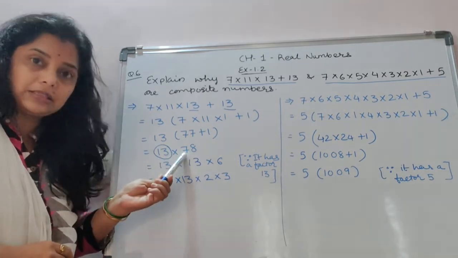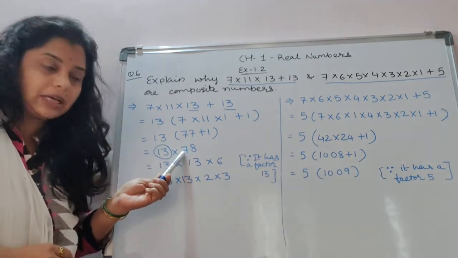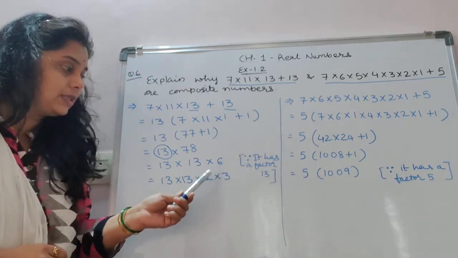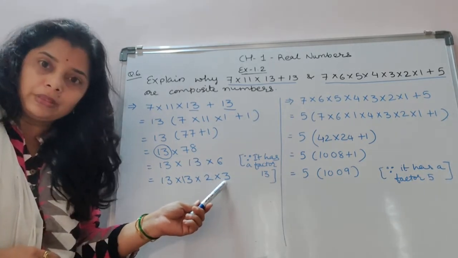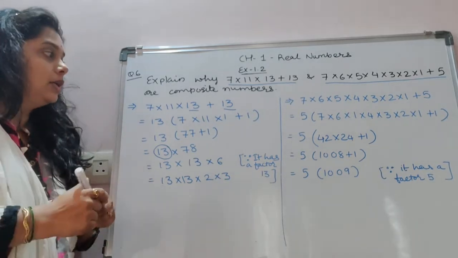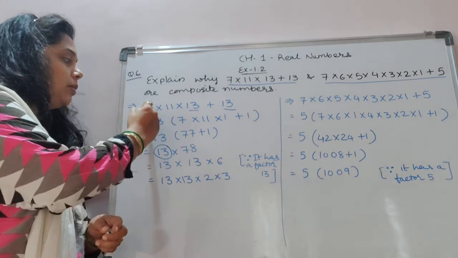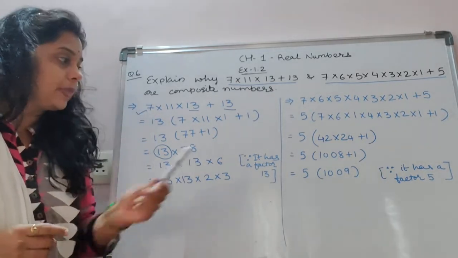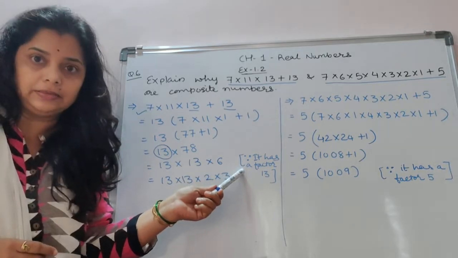And 78 is still remaining. Again we can factorize 17 into 13 into 6, and again this 6 is divided into 2 into 3. So we can say that this number is not a prime number as it has more than 2 factors, and the common factor is 13.